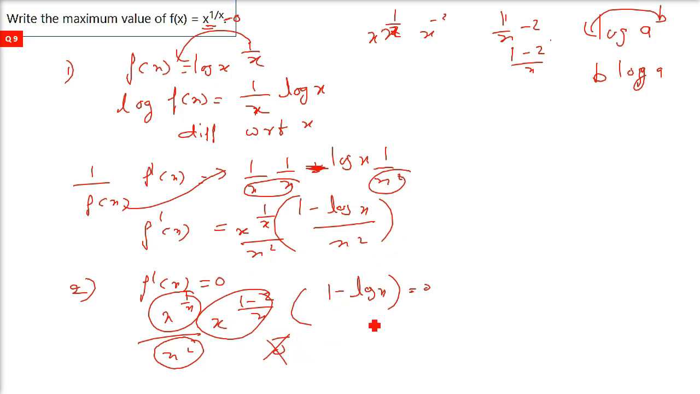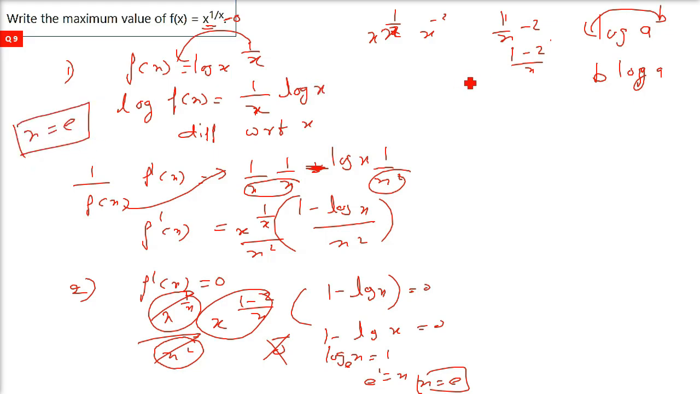Now coming to the original discussion, which is 1 minus log x equals to 0. Log x is equal to 1. That is e raised 1 equals to x. So x equals to e. And please anticipate this question is going to come again in your multiple choice question. So x equals to e is the critical point where we need to check for maximum and minimum.